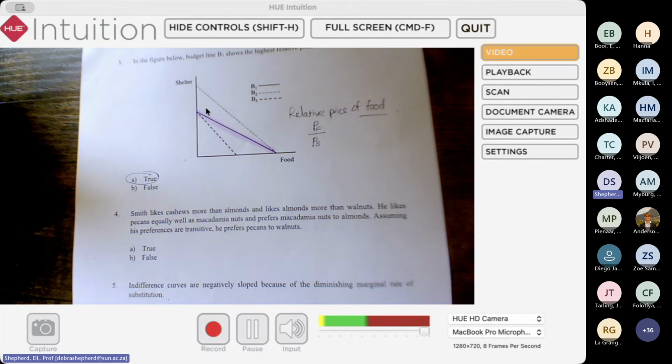So a slightly tricky question, but it's really trying to get at your understanding of what a relative price is and how it relates to the slope of a budget line.